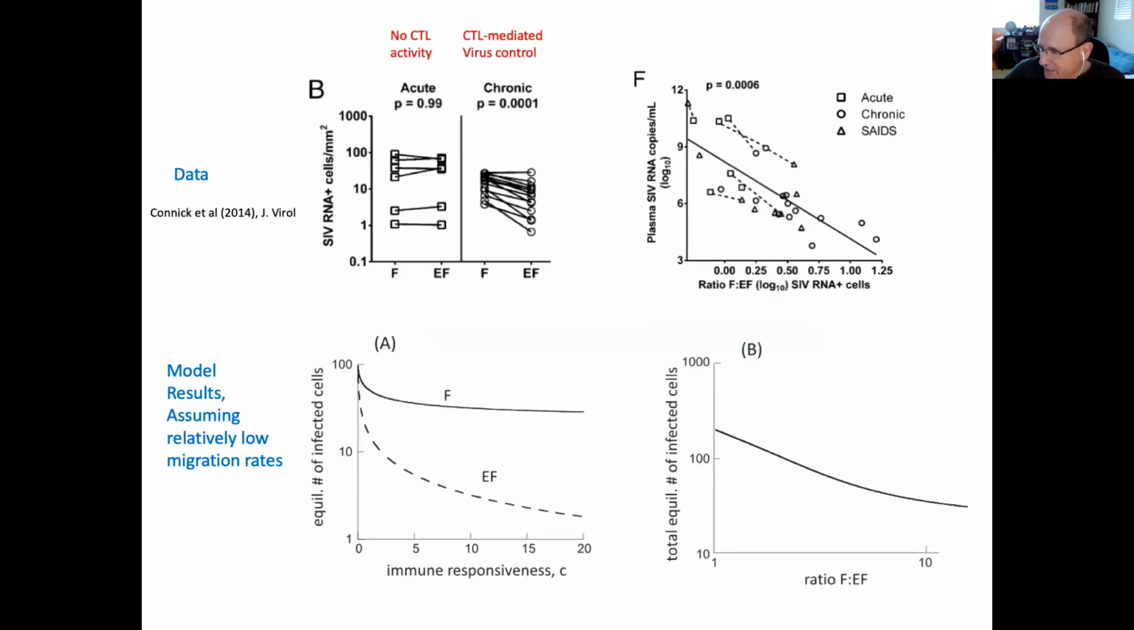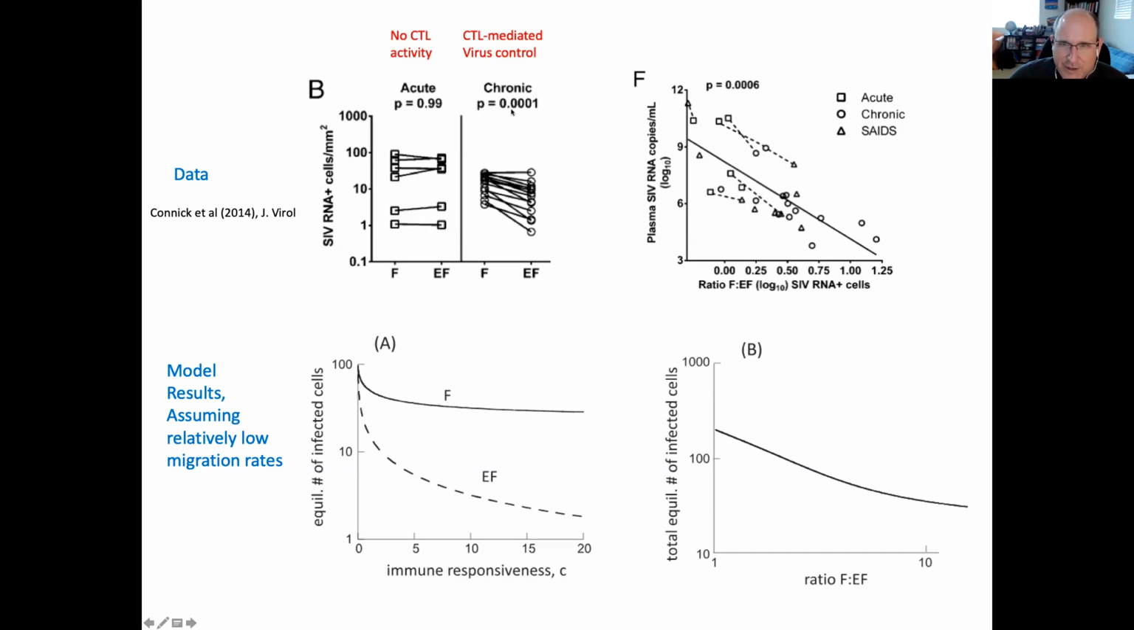So just some basic properties of this model. The model can basically recapitulate these experimental data from the SIV-infected macaques. This is the result of a simulation where we plot the equilibrium number of infected cells against the strength of the immune response, which is the immune responsiveness with the parameter C. And just as the data depict, if the immune response is weak, the amount of virus at equilibrium in F and EF is similar, but as the immune response gets stronger, there's a big discrepancy emerging where there's little virus in EF and a lot of virus in F.